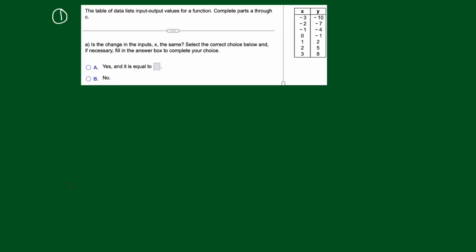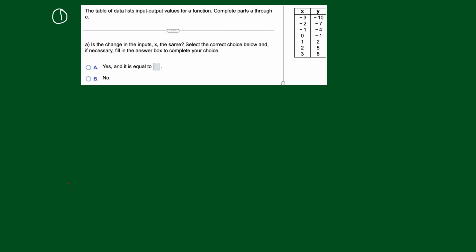In number 1 here, we're told that this table lists input, output values for a function. So here's the inputs, here's the corresponding outputs. And what we want to do is complete parts A through C. Now, they're down here, but A says, is the change in the inputs the same?